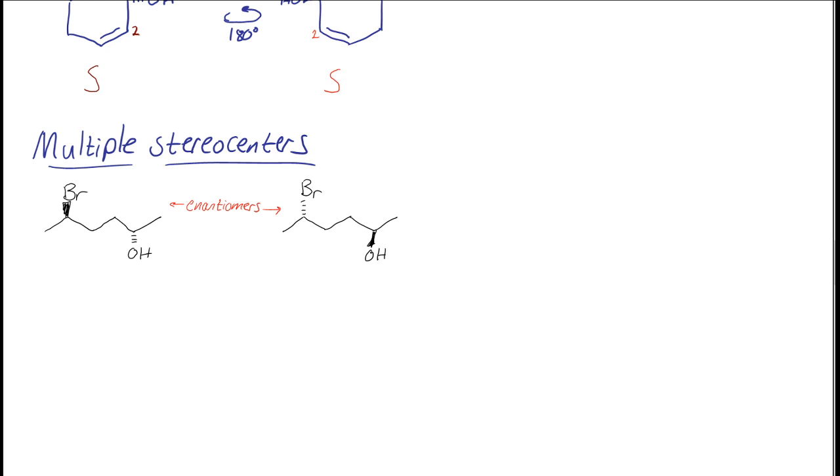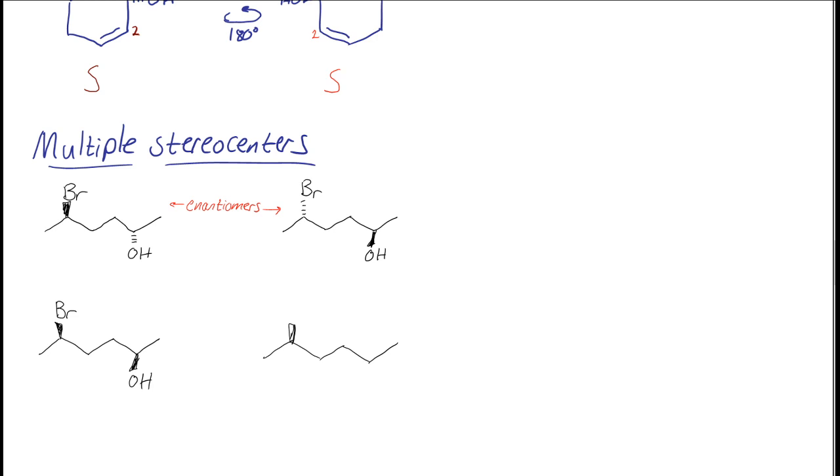But there are two more stereoisomers of this compound that are not enantiomers of these two. And they result from only changing one stereochemical configuration. So let's say we leave the bromine alone, but we flip the OH. Or we leave the OH alone, but we flip the Br.